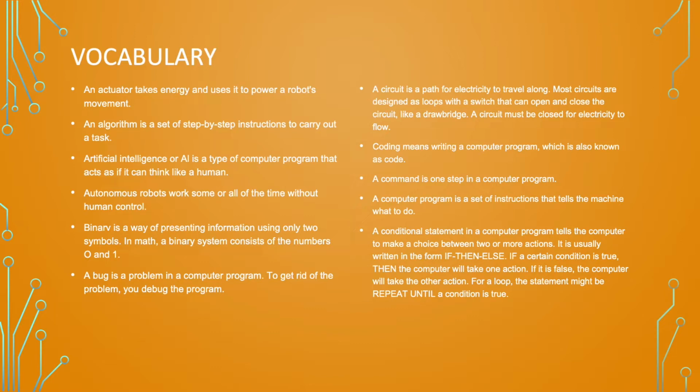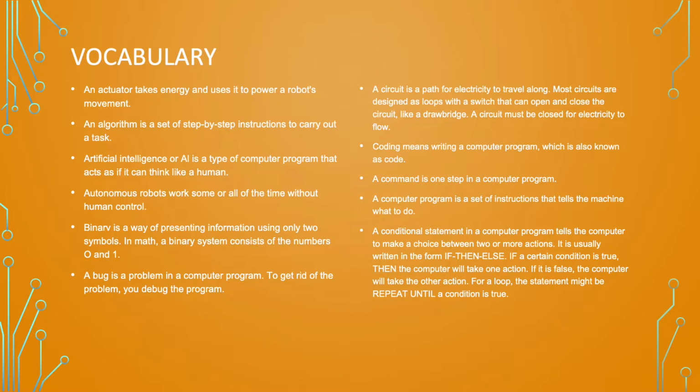An algorithm is a set of step-by-step instructions to carry out a task. Artificial intelligence, or AI, is a type of computer program that acts as if it can think like a human. Autonomous robots work some or all of the time without human control. Binary is a way of presenting information using only 2 symbols. In math, a binary system consists of the numbers 0 and 1.